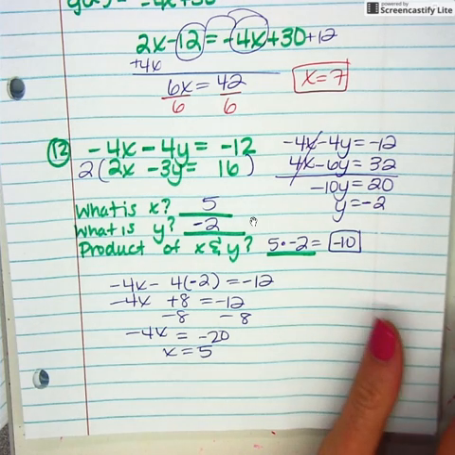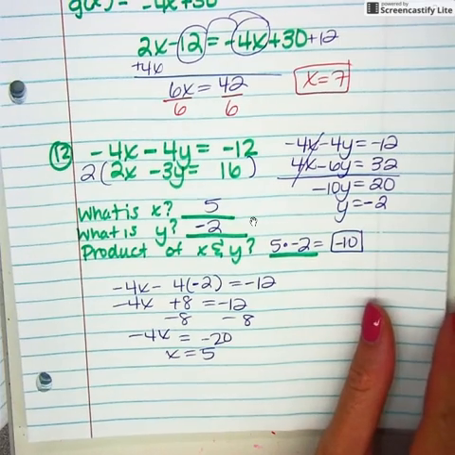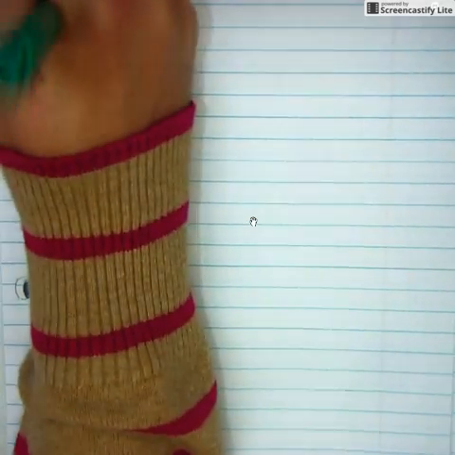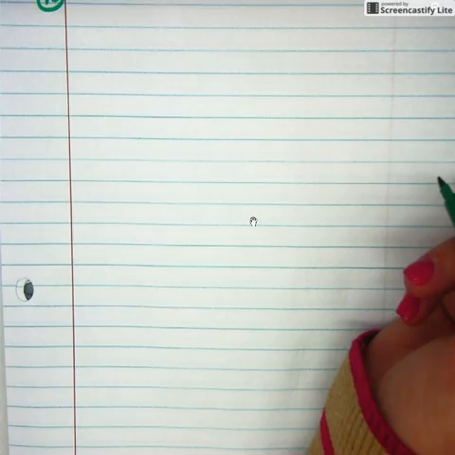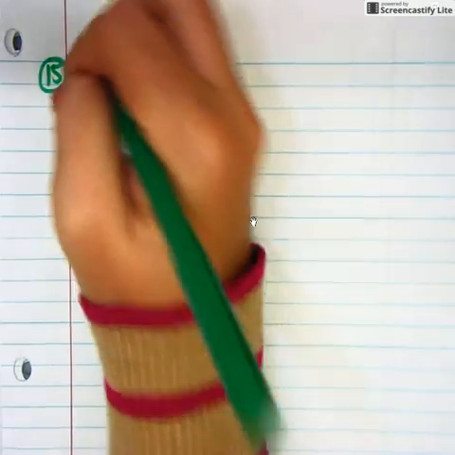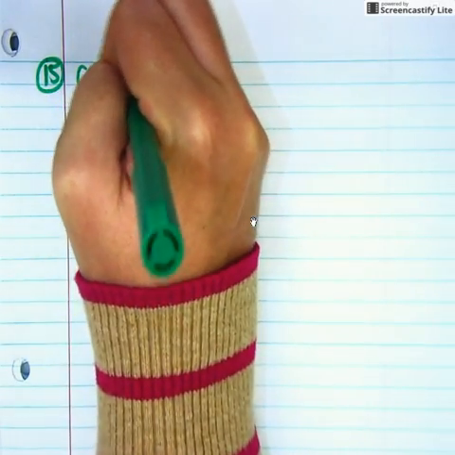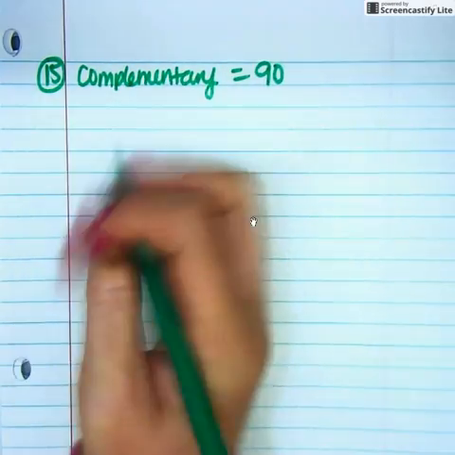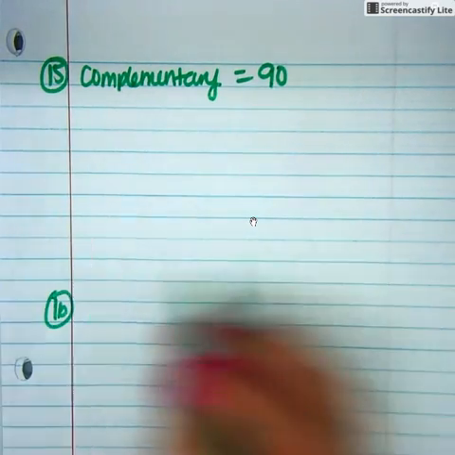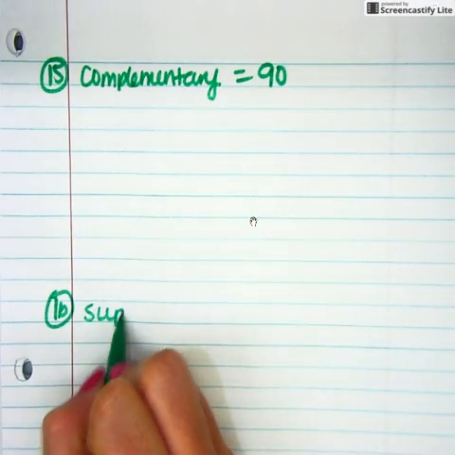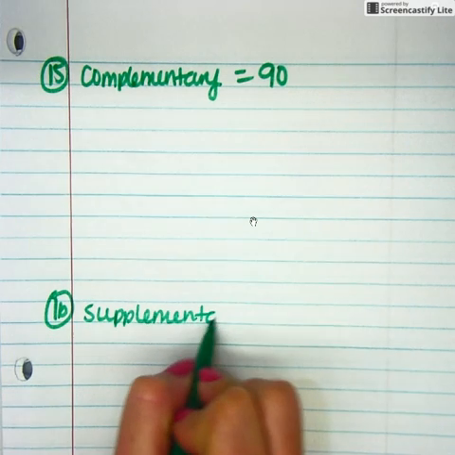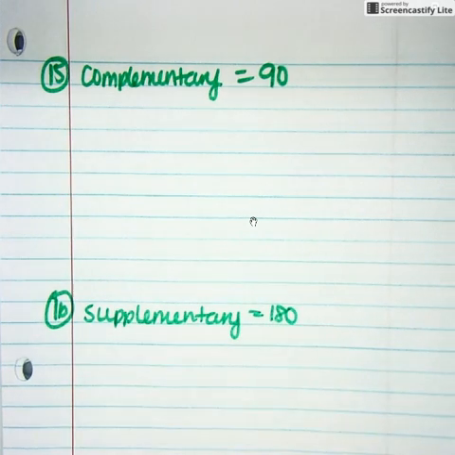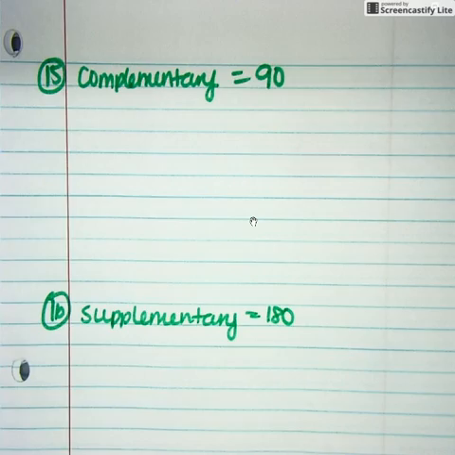All right. The other one I'm going to hit on real quick is going to be number 15. Okay, the only difference in 15 and 16: 15 says complementary. So remember, complementary is equal to 90. And then once we get through all that, I'm not going to work out 16, but 16 says supplementary, which is 180.